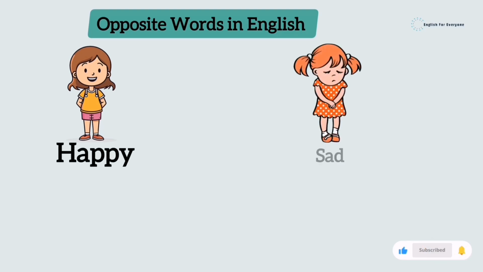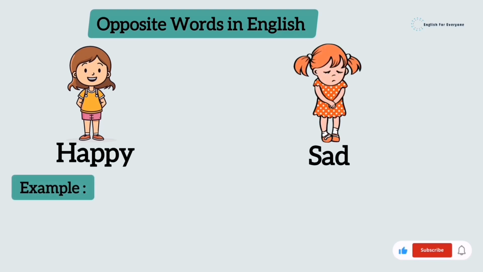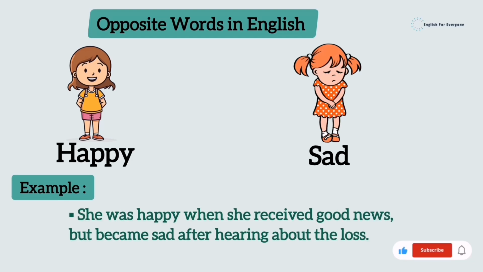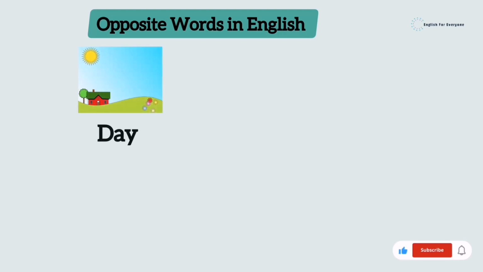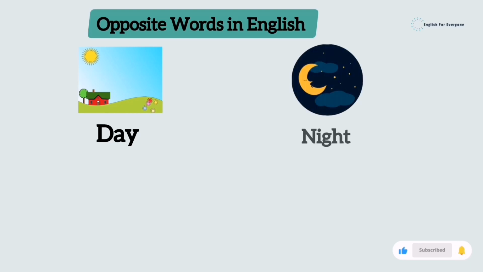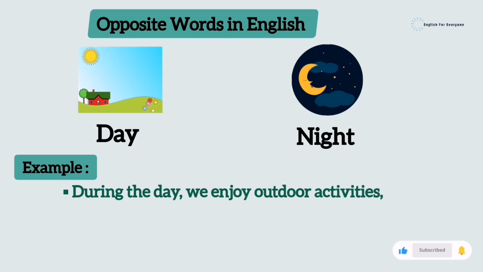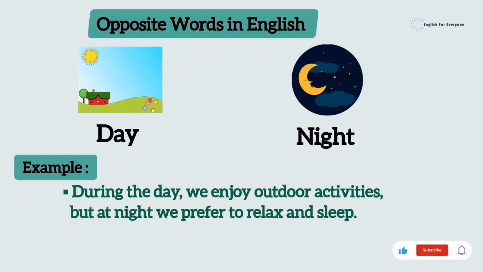Happy, sad. Example: she was happy when she received good news, but became sad after hearing about the loss. Day, night. During the day we enjoy outdoor activities, but at night we prefer to relax and sleep.